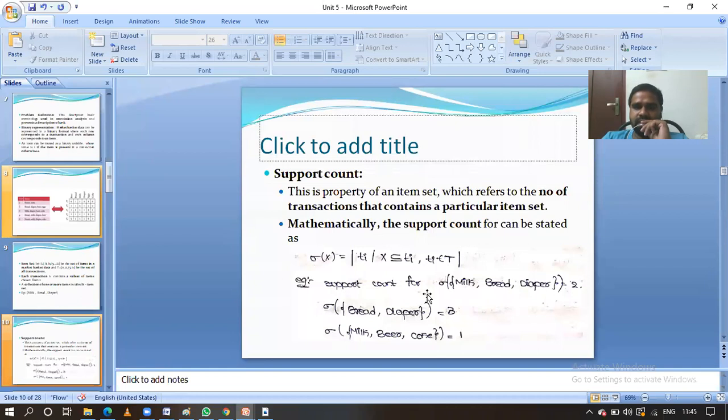Okay, let us take one example here. What is the support count of milk, bread, and diaper? For that calculation, how many times are milk, bread, and diaper repeated in the overall transactions? Let us go to the data.